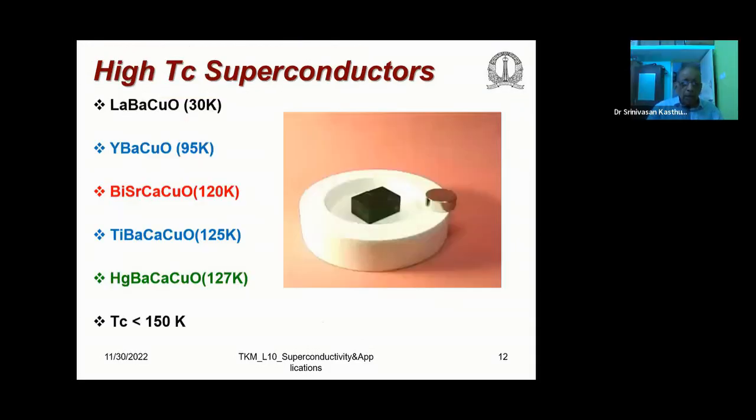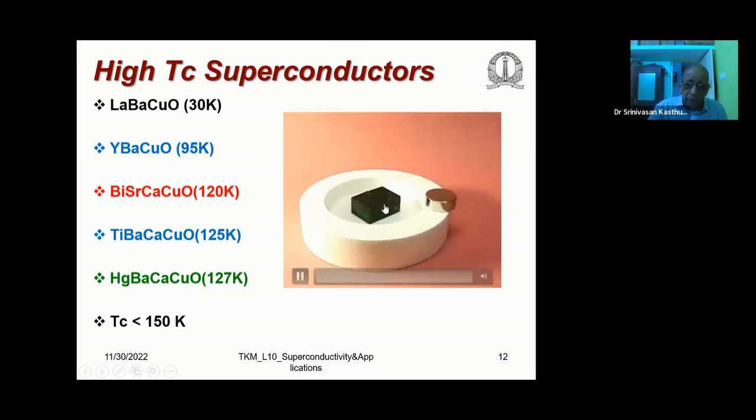Okay. Then comes the high temperature superconductors. I mentioned the lanthanum barium copper oxide, ytterbium barium copper oxide, and then you have bismuth, strontium, calcium copper oxide, etc. Thallium barium calcium copper oxide, then mercury barium calcium copper oxide, all those things. So you can see here the transition temperatures in all of them are somewhat or above 77 Kelvin. And therefore, with the liquid nitrogen, you can get superconductivity.